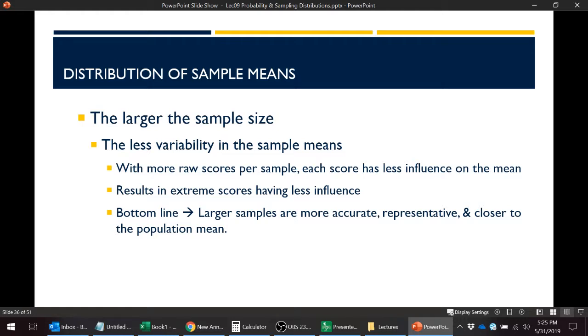Now, most importantly, that means those extreme scores, when you randomly sample out some person that's got a height of 7'7", they affect the average height less. Now, the bottom line you really need to remember is that the larger the sample, the more accurate, the more representative, and just the better estimate of the population mean that sample's mean will be.